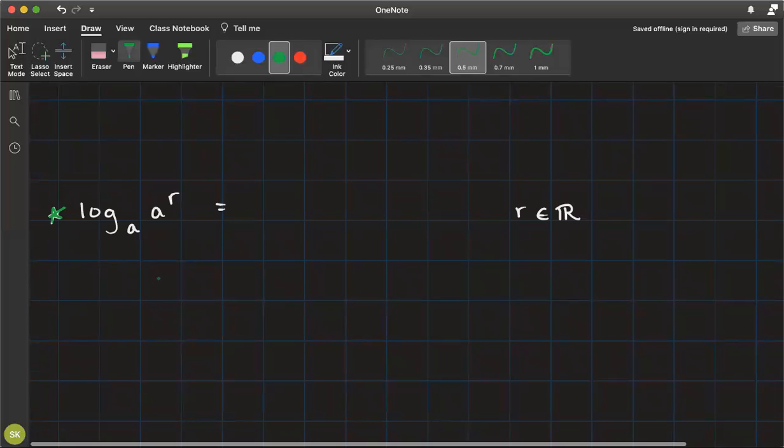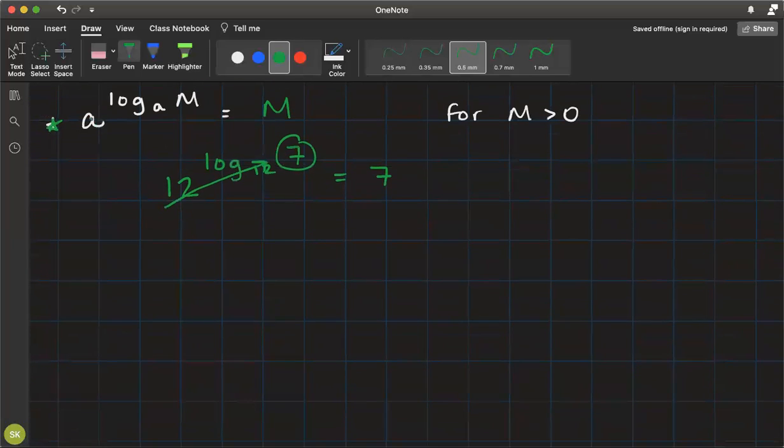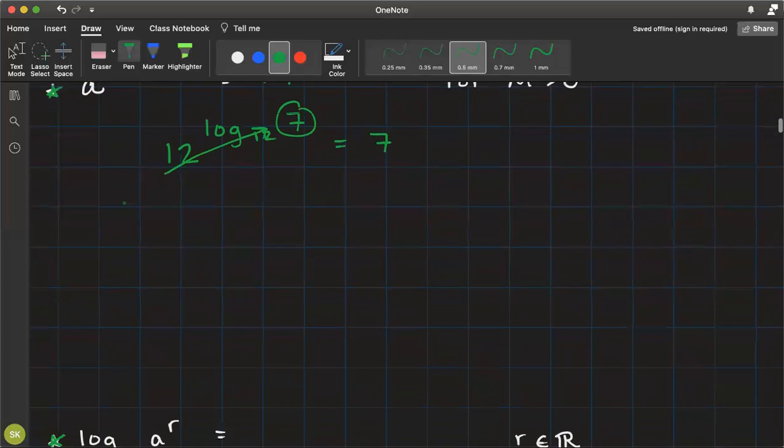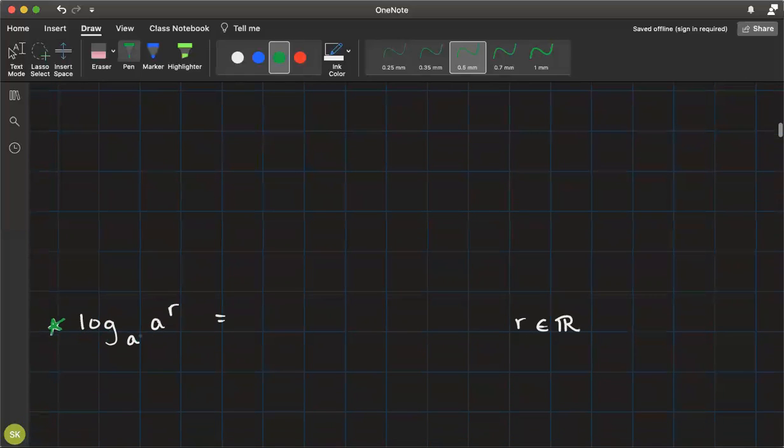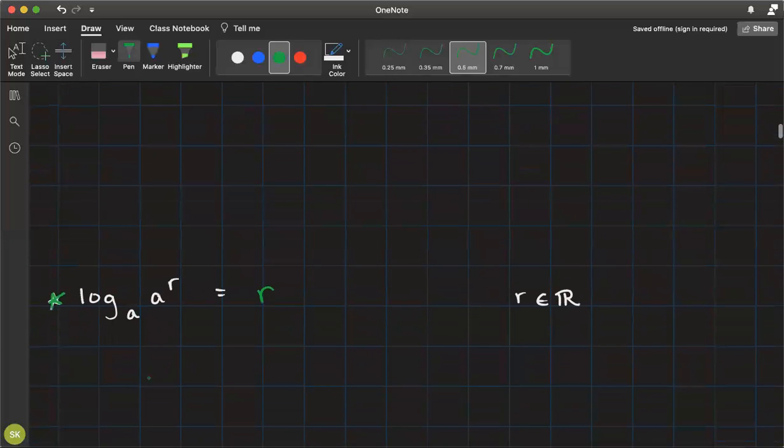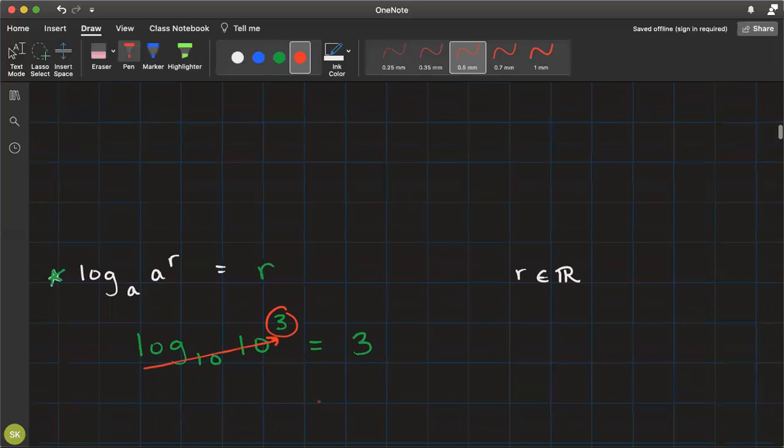This rule is very similar to the last rule because you're going to see a pattern. Notice with the last rule, we had a log a. This time it's a little reverse. We have log a. So if you see this pattern, this is just going to be equal to r, and r can be any real number here. So for example, if you have log base 10 of 10 cubed, this is just going to be 3. And again, you can think of it as whenever I see this, I can just cross it out, and I get what's left over here.